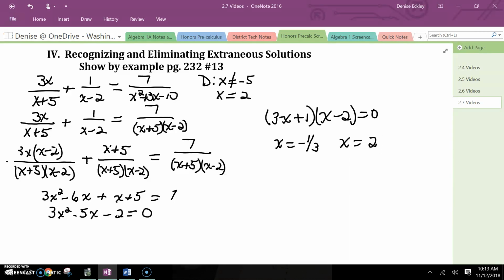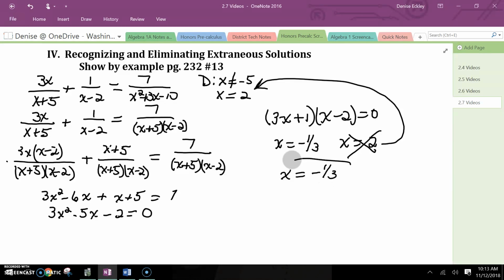Now, as you notice, I cannot have x equals 2, so that solution is eliminated. So the only answer that I do have is x equals negative 1/3.